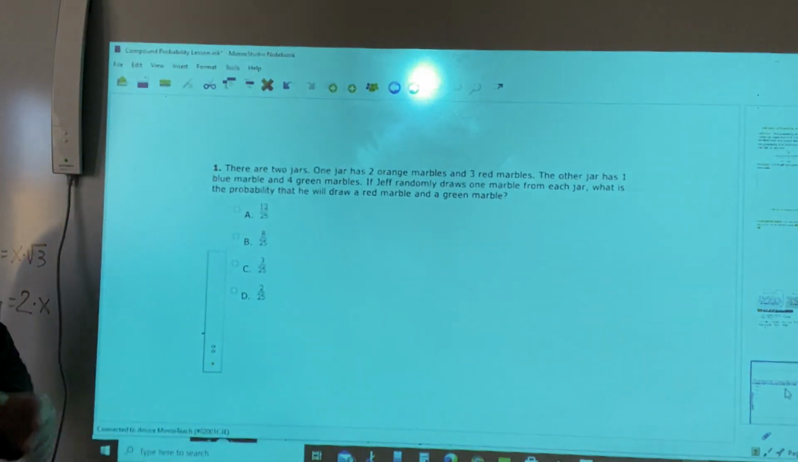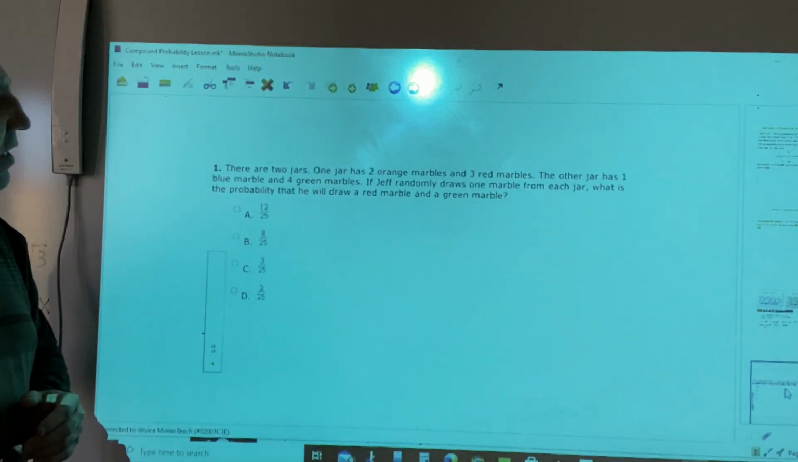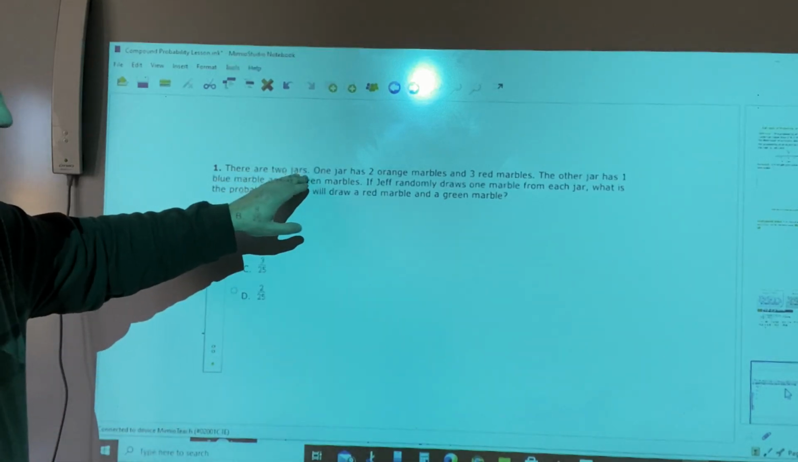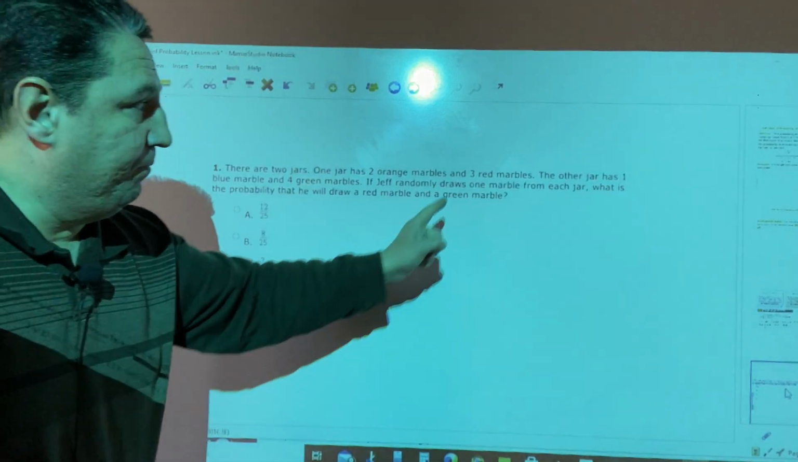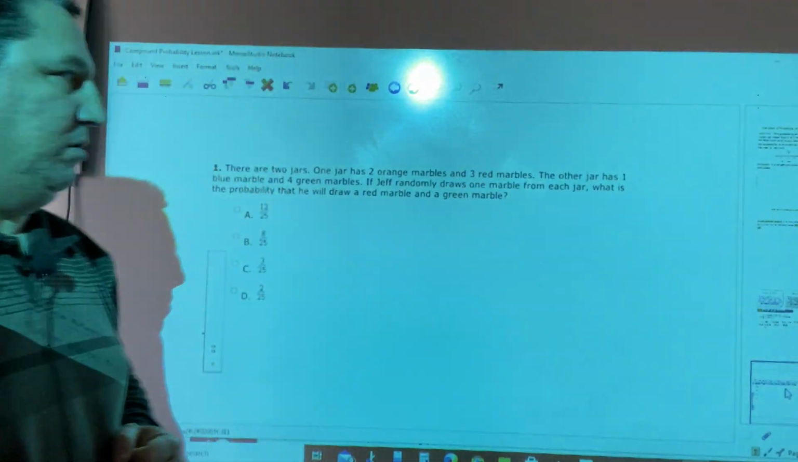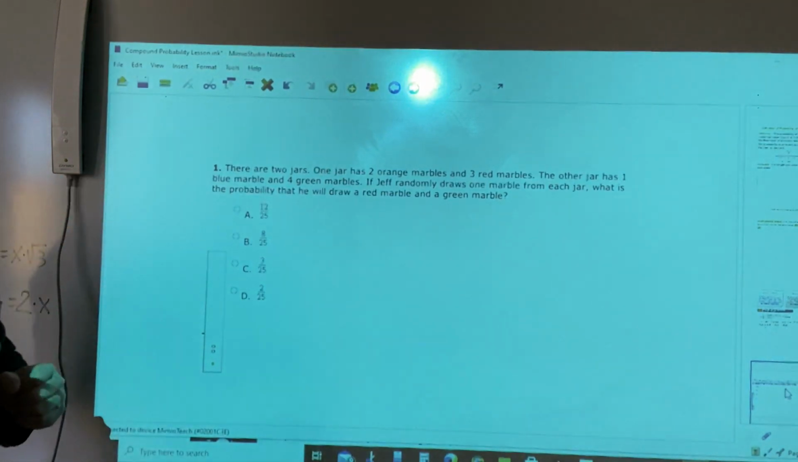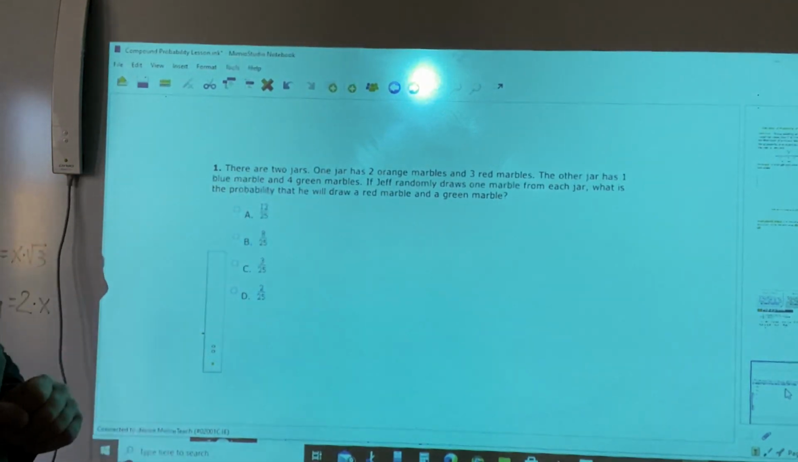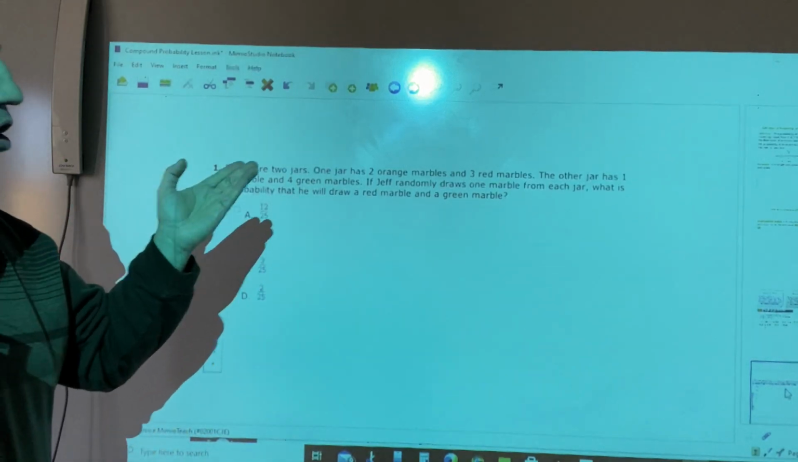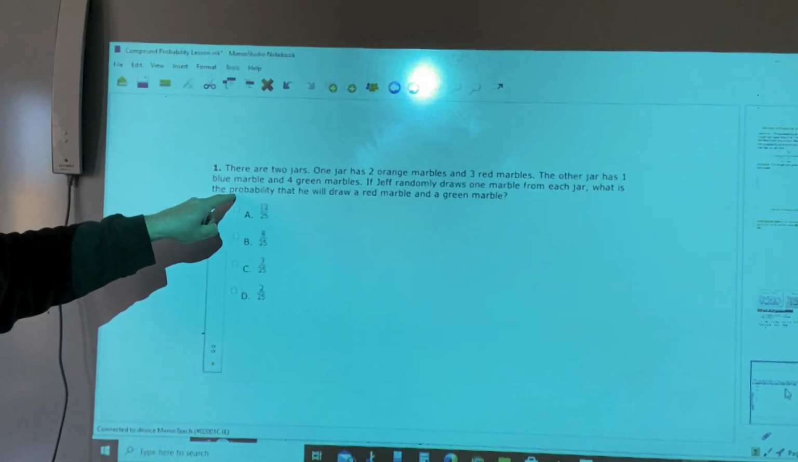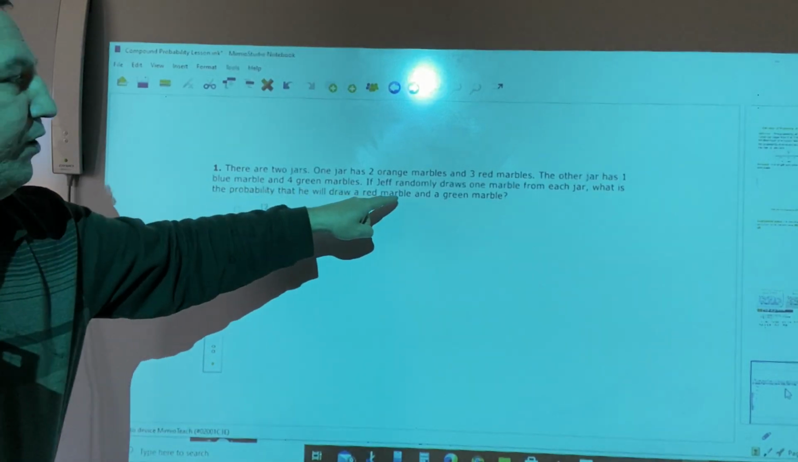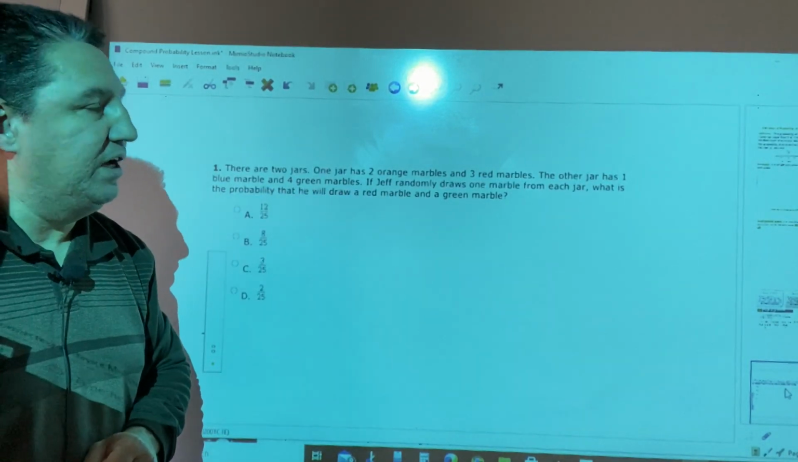In this example, it says there are two jars. One jar has 2 orange marbles and 3 red marbles. The other jar has 1 blue marble and 4 green marbles. If Jeff randomly draws 1 marble from each jar, what is the probability that he will draw a red marble and a green marble?